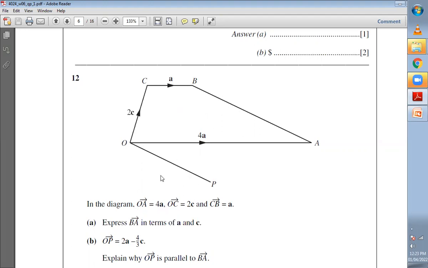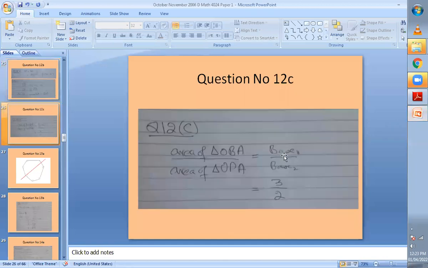This is parallel, this is parallel. Their baseline for both the triangles is the same. So the area of the triangles will be equal to the ratio of their heights. Let me show you. The area of the triangle OBA and the area of the triangle OPA will be equal to the ratio of base 1 by base 2, because both these triangles are between the same parallel lines, so their heights will be the same.